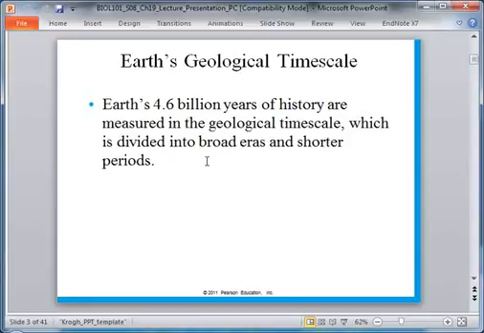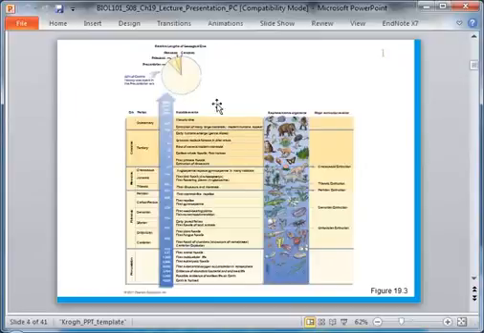The Earth is about 4.6 billion years old, and there's some variation. Some people say it's a little bit more, some people a little bit less. But when we're talking about the geological timescale, we're talking about this figure right here. You can look at this in your PowerPoints or your book. You may not be able to see it very well now. But really, history is divided into these broad eras.